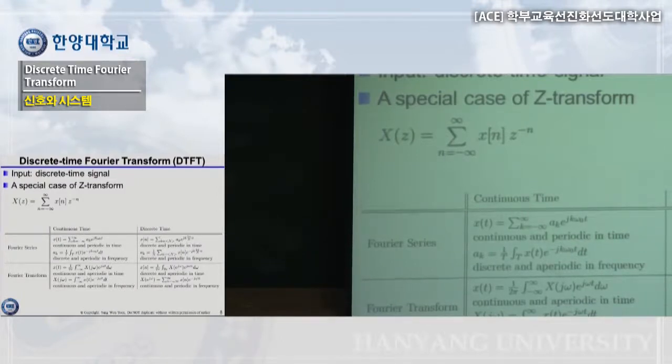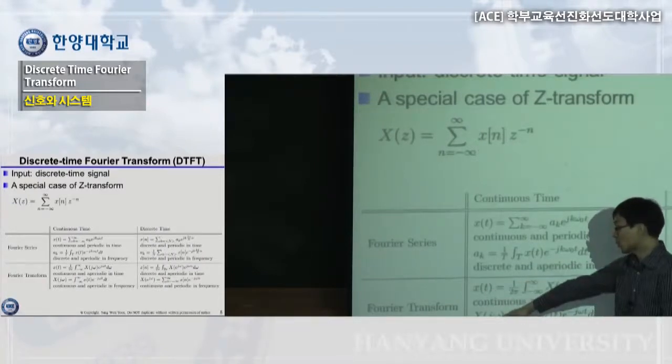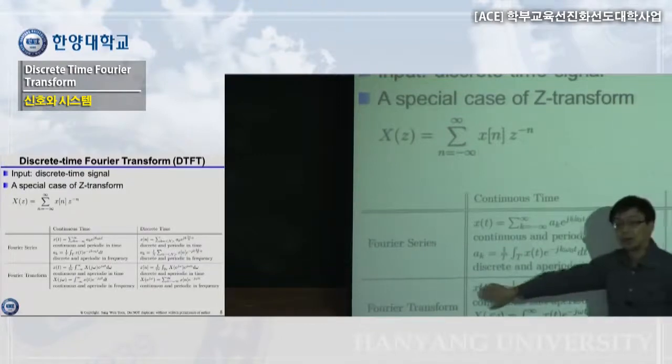Another thing, they are quite different. In the case of the Fourier transform in continuous time, this x is continuous, right? The Fourier transform of x, which is in the frequency domain, is also continuous. And x is not periodic.